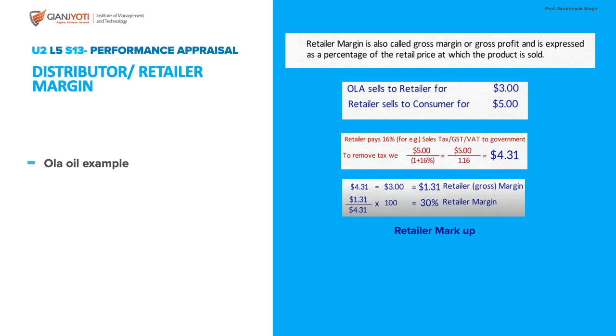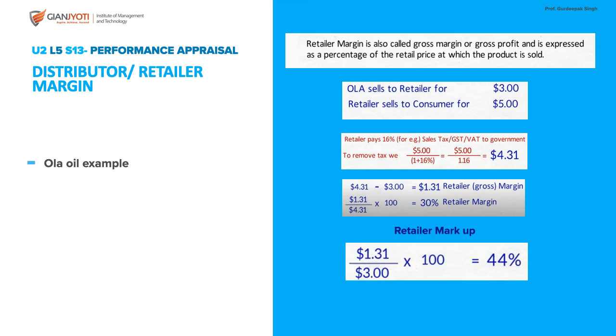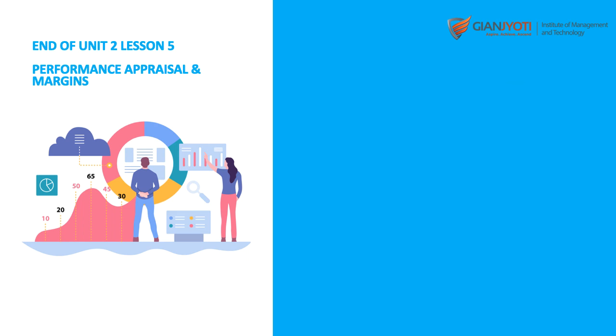There is another term which is known as retailer markup. Retailer markup is calculated on the cost of the retailer. So 1.31, which was the retailer gross margin, divided by the cost to the retailer, which is 3. So that comes out to be 44%. That is the retailer markup. So that is all for this lesson.